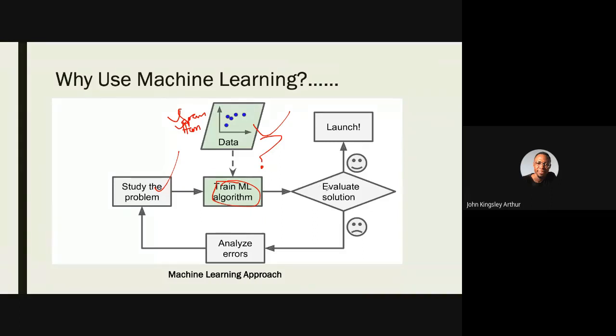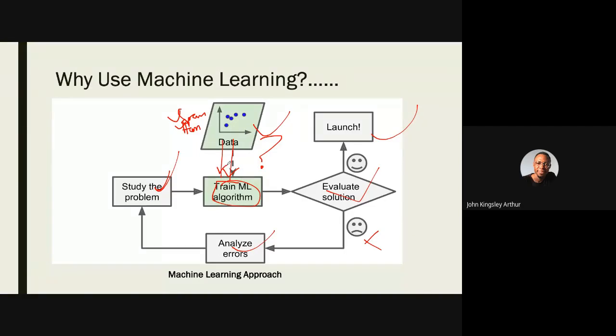If the algorithm performs well upon the metrics for evaluating the algorithm, then quickly you launch it. If it is not doing well, you analyze the errors and then you study the problem again. In this case, look at this clearly. How different is this approach from the traditional one? You can see over here, the only thing we are introducing all the time is data.